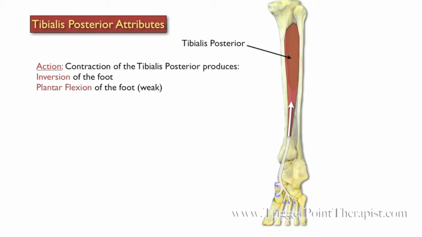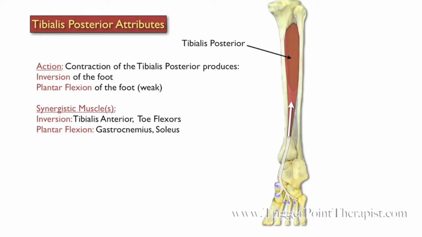Contraction of the tibialis posterior produces inversion of the foot, and it is also a weak plantar flexor. The tibialis anterior and the toe flexors assist the tibialis posterior during inversion, and the gastrocnemius and soleus are the major synergistic muscles during plantar flexion. The peronei oppose the tibialis posterior during inversion, and the tibialis anterior opposes the tib posterior during plantar flexion.